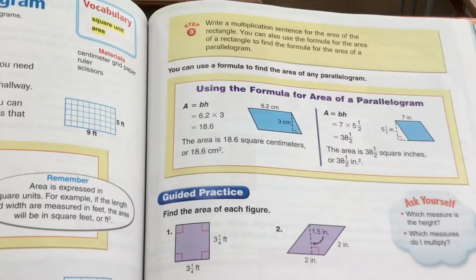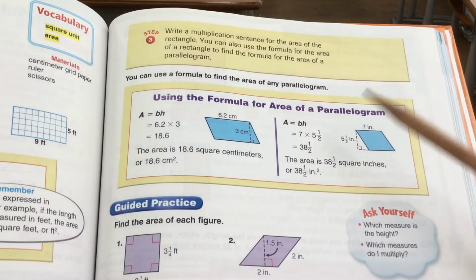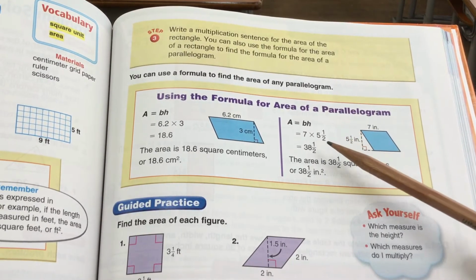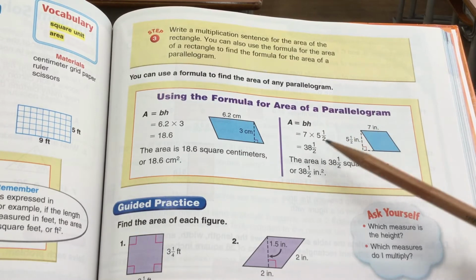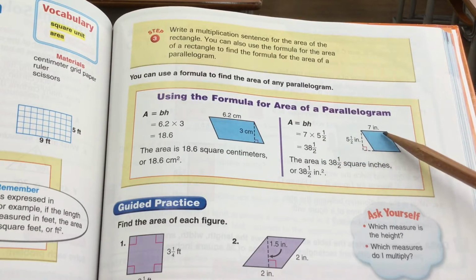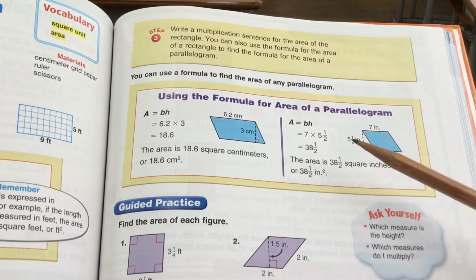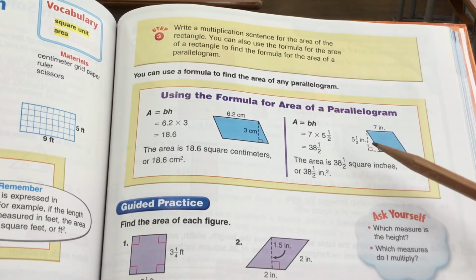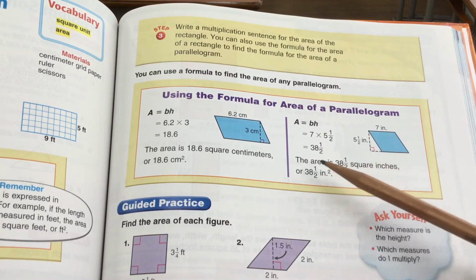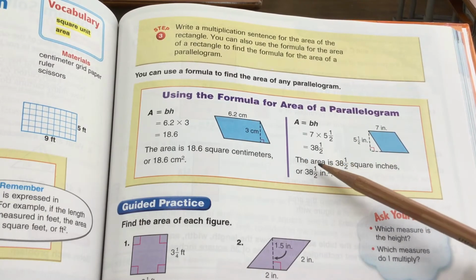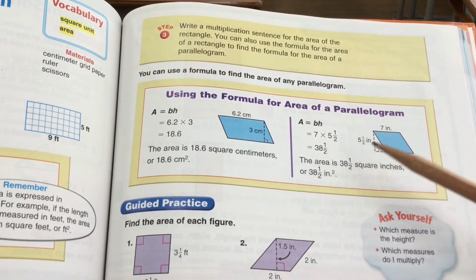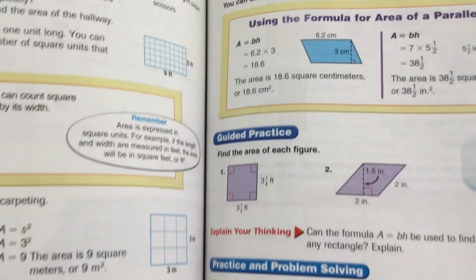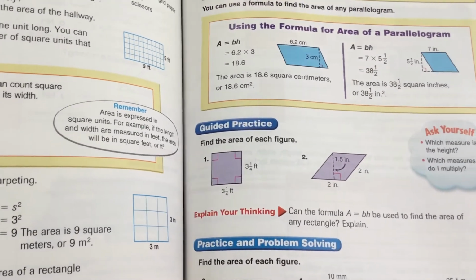We have another example here. Area equals base times height. Area equals 7 inches, that's our base, times 5½ inches. That's our height. Area equals 38½ inches squared. Okay? And then you have a few examples here to practice.